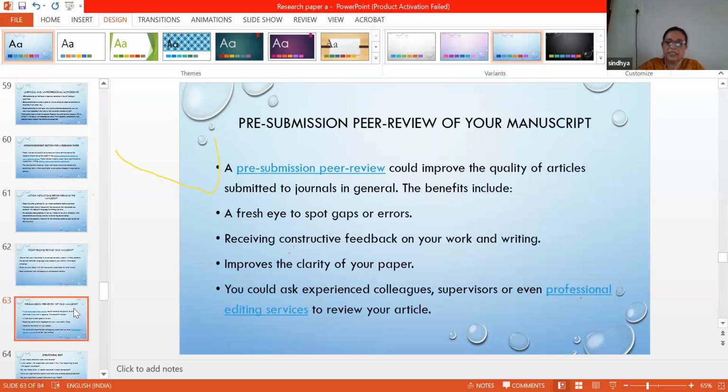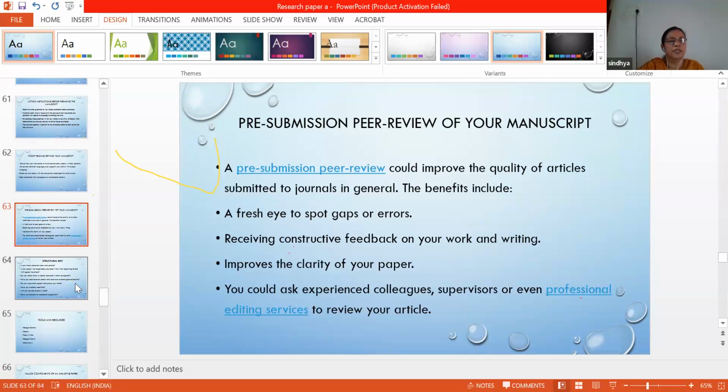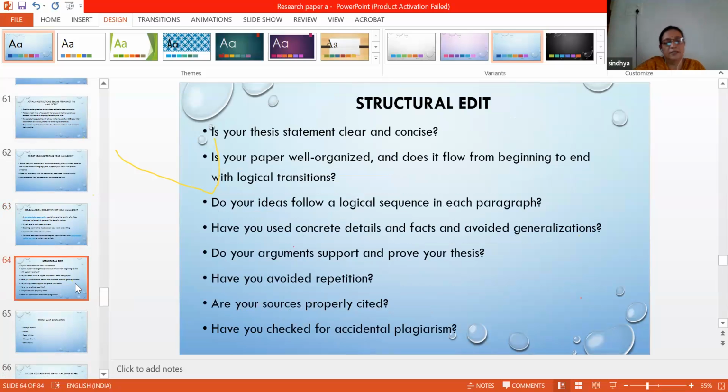So ask experienced colleagues, supervisors, professors, or editing services to review your article before submission, so that you have fewer corrections or errors while submitting the manuscript, and it can be accepted at the beginning itself. And there must be a structural edit of your paper.